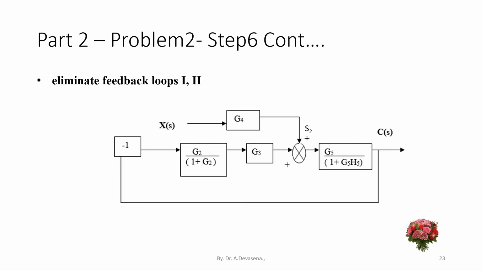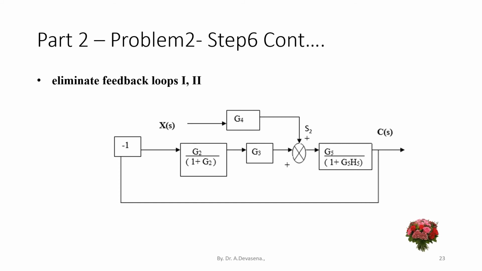If we eliminate the feedback loop 1, we get the value G2 divided by 1 plus G2, because for the feedback loop 1 unity feedback is applied, which is having a negative sign. So after eliminating this feedback loop 1, the resultant block will be G2 divided by 1 plus G2. Similarly, we have to eliminate the feedback loop 2.